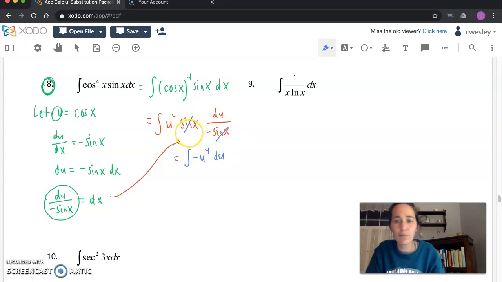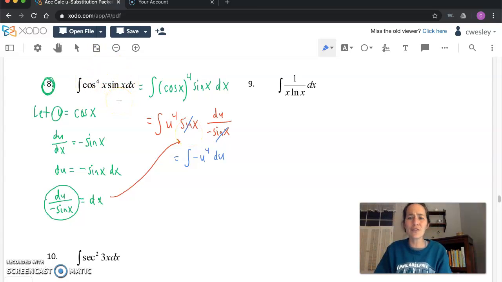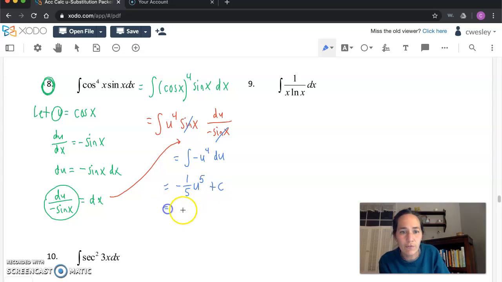This is the gratifying part for me. I don't know about you. When you take something that just looks so crazy at first glance, and this is the toughest page that we've gotten to so far. Wait till tomorrow. You'll see some tougher ones. But we're going to try to integrate. So negative. Take u up to the 5th and divide by 5 plus c. And then in for u, we can plug in what u equals. So u equals, what was it? Cosine of x. So cosine of x to the 5th. Or you can write cosine to the 5th x plus c.